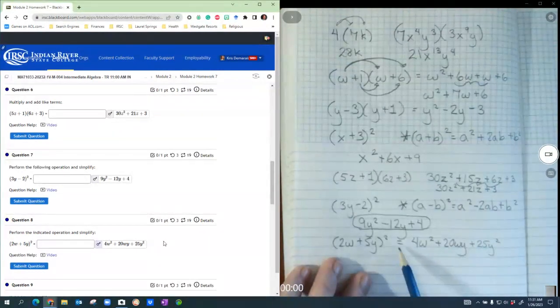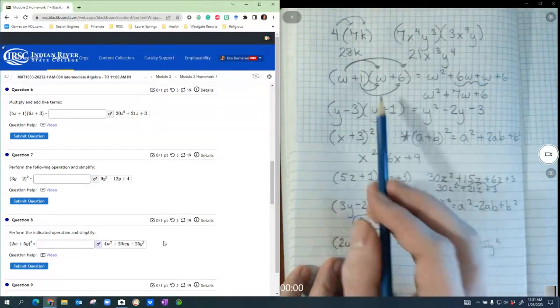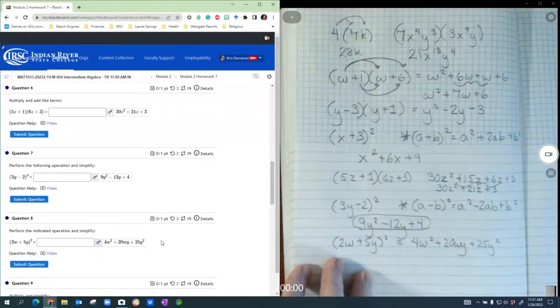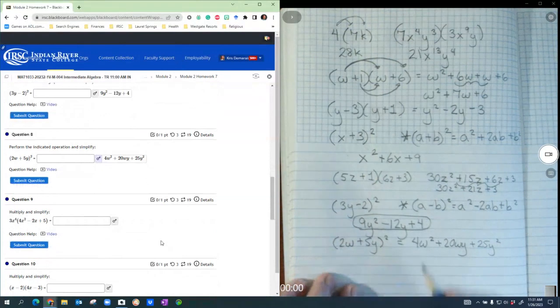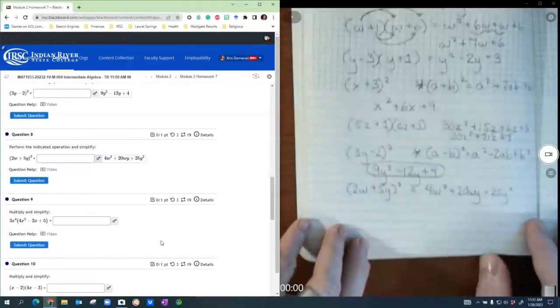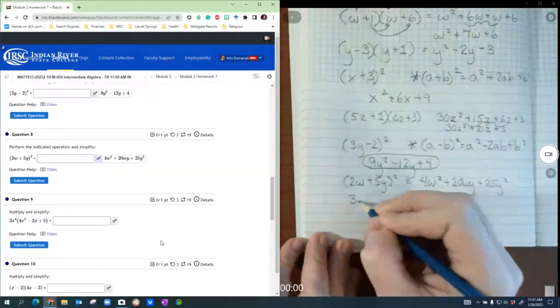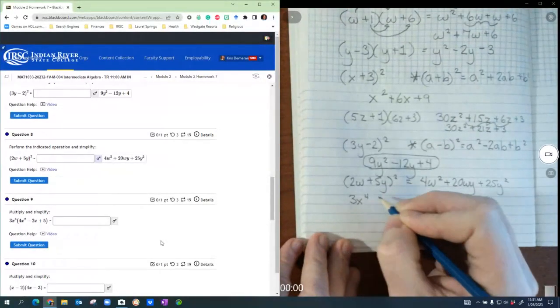So it's a lot easier than going ahead and doing the FOIL process or the distributive process. Now, when we're multiplying with this, we have the distributive process. So this is not that big a deal.